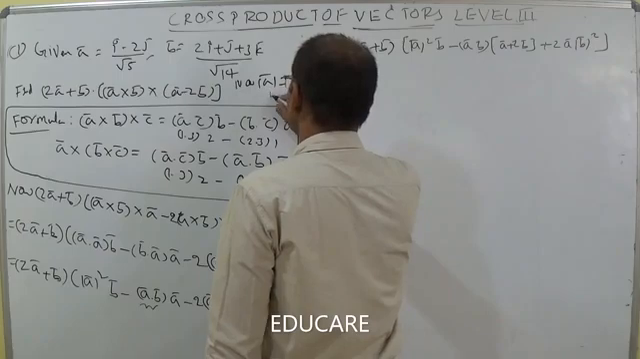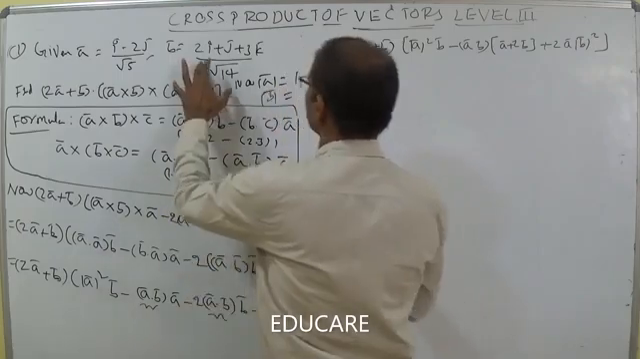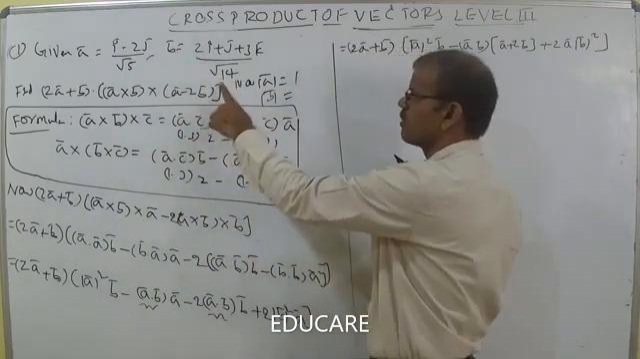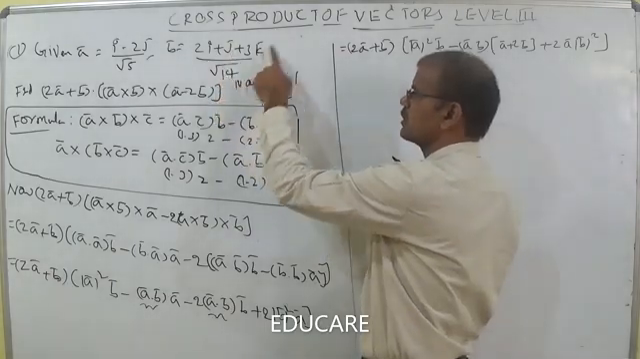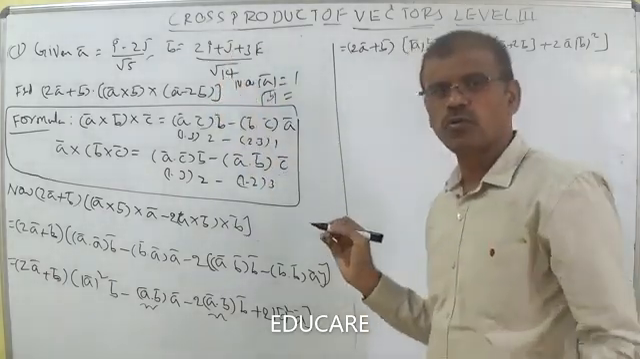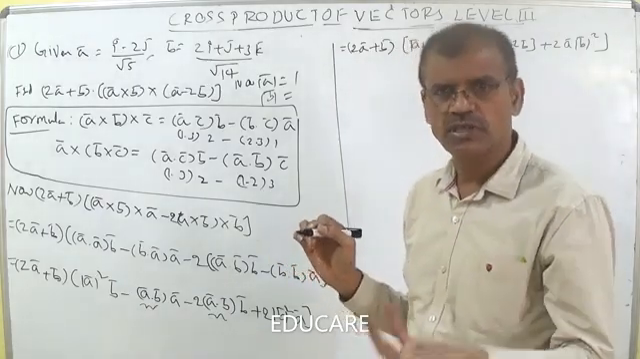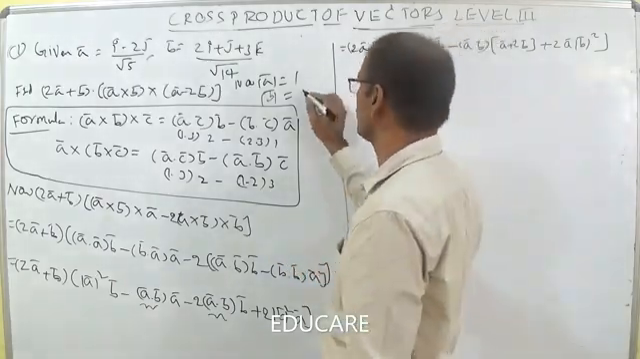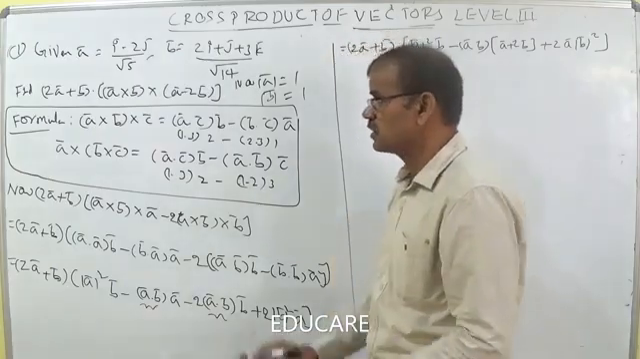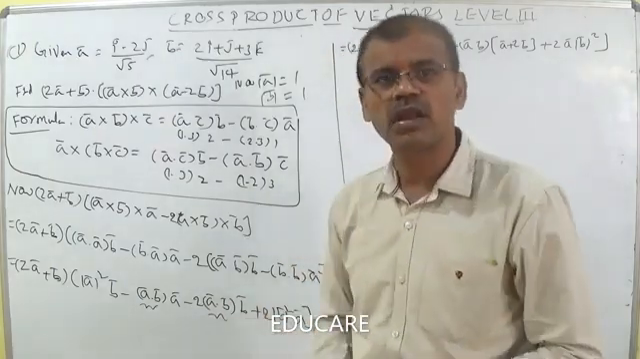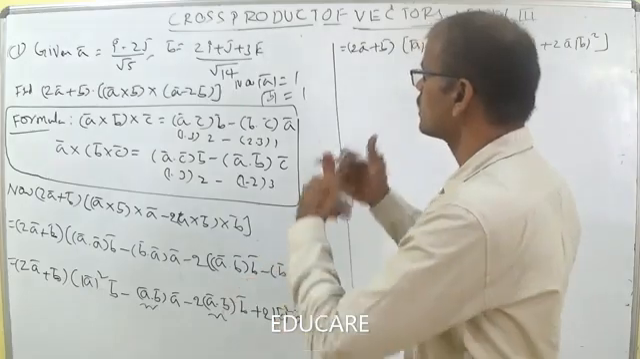Now mod b also you can write here. What is the value of mod b? 2 square, 4 by 14 plus 1 by 14 plus 9 by 14. 4 plus 1 is 5, 5 plus 9 is 14, 14 by 14 becomes 1. So he has given a bar and b bar as unit vectors, indirectly.